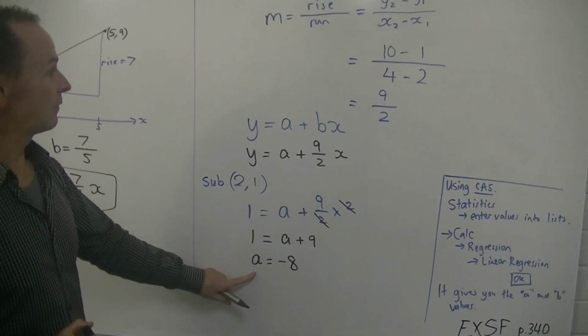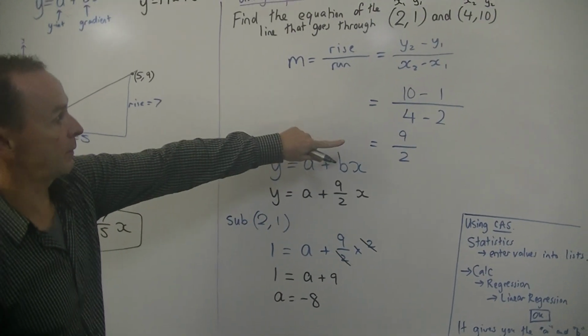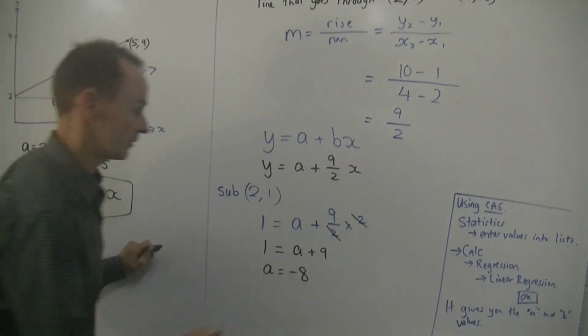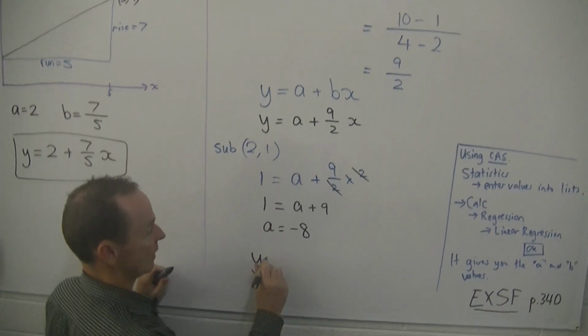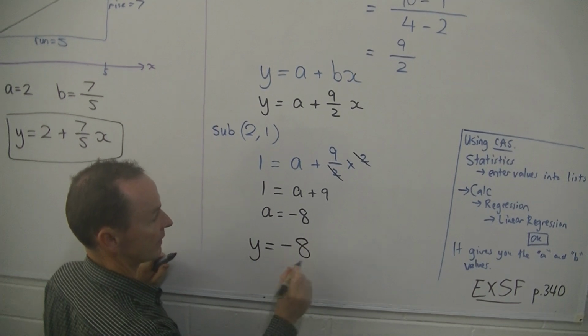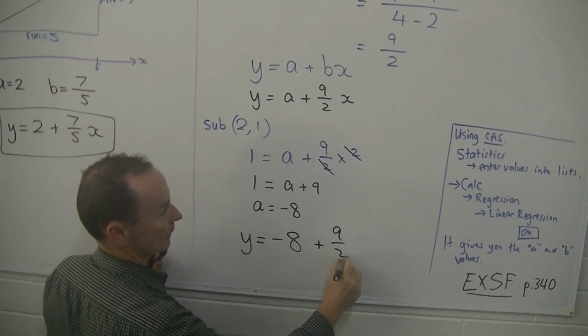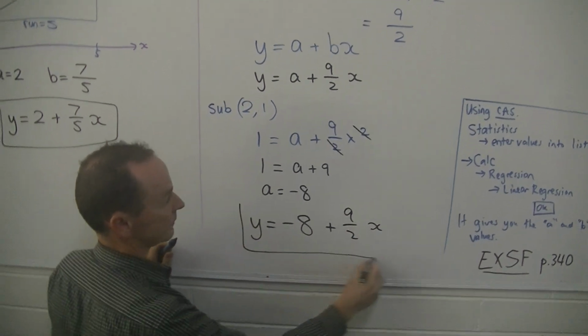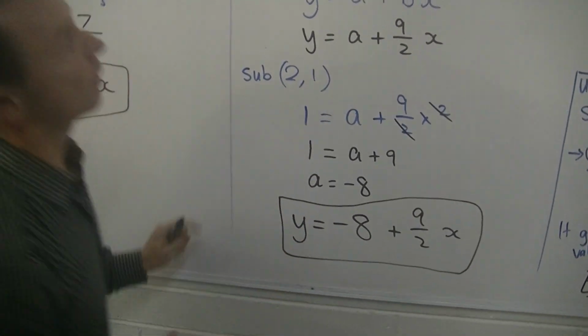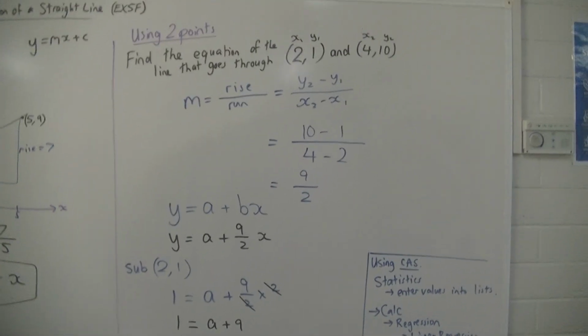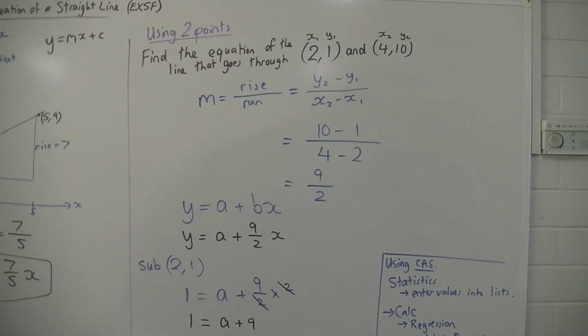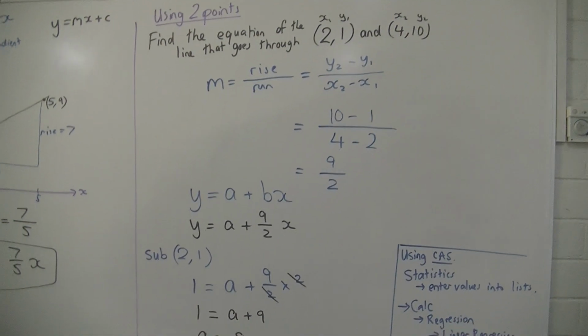Now we've found the value of a, and we already worked out the value of b, which is up there, and we're finished. So now we can write down our equation. y equals a, which is minus 8, plus, what's b? 9 over 2, 9 over 2x. So I'll just go over it. I'll let you copy that down actually. So have a look at the notes. Remember to pause the video so you can copy it down.